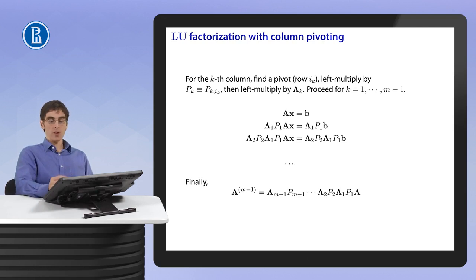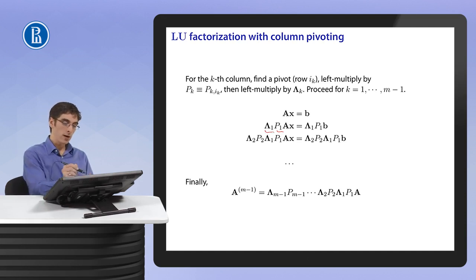We start with our original system of equations. We find the pivot for the first column, which is equivalent to multiplying by this P1. Then we left multiply by the triangular matrix to annihilate the column, and we proceed. Then at the second step, again, we find the second pivot and then annihilate the column.